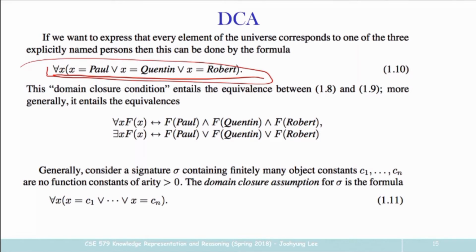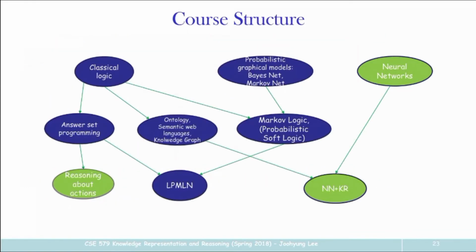So most of the time, you will have the unique name assumption and also the domain closure assumption at the same time. So I can know exactly how many people are in this room and all their names. Writing this in first order logic is a bit tedious, so many knowledge representation languages have some built-in way to express this.